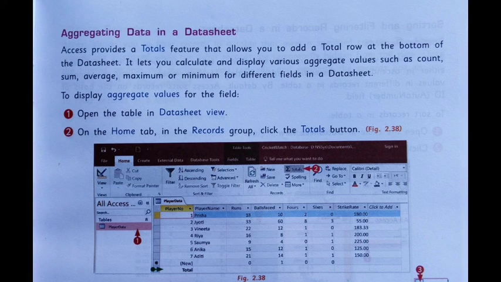Aggregating data in a dataset. Access provides a totals feature that allows you to add a total row at the bottom of the dataset. It lets you calculate and display various aggregate values such as count, sum, average, maximum, or minimum for different fields in a dataset. To display aggregate values for the field, open the table in datasheet view. On the Home tab in the Records group, click the Totals button.